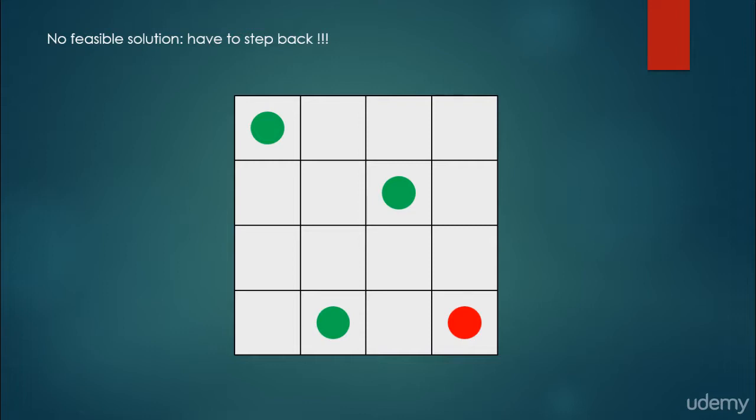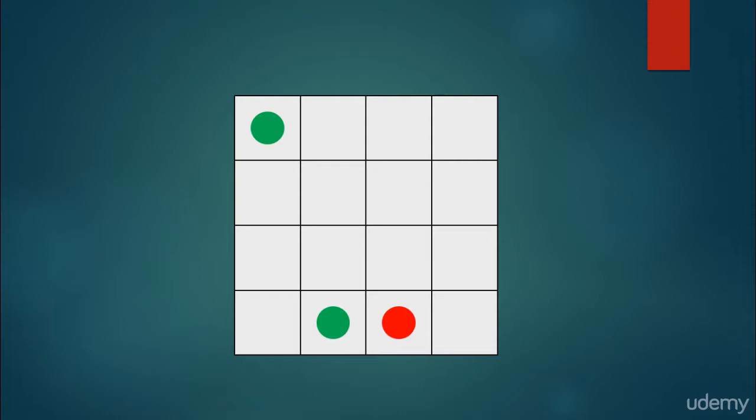What do we have to do? We have to step back, because this is how backtracking works. We come to the conclusion that there is no feasible solution, so we have to come back to the third column and change the position there. So we go here, and we come to the conclusion that there is no feasible solution again, so the third column queen is not able to get a position. That's right, so we backtrack again.